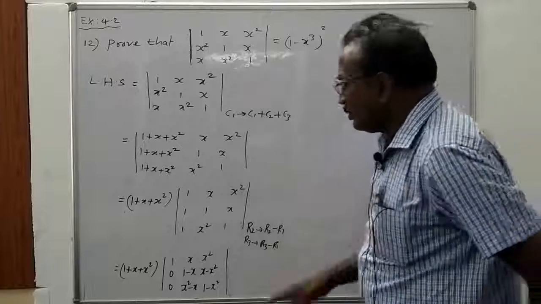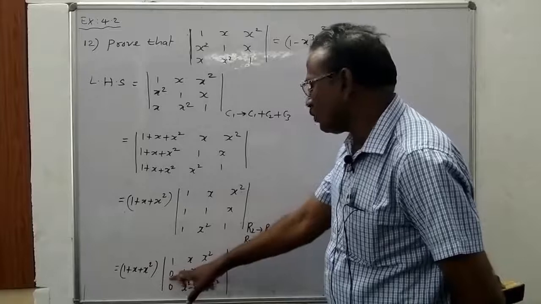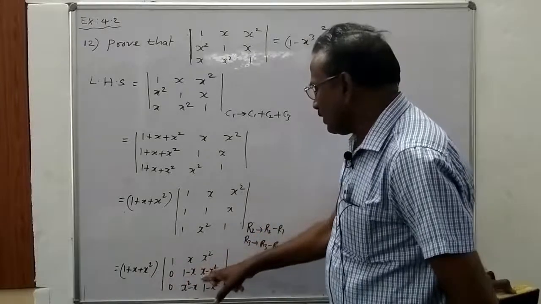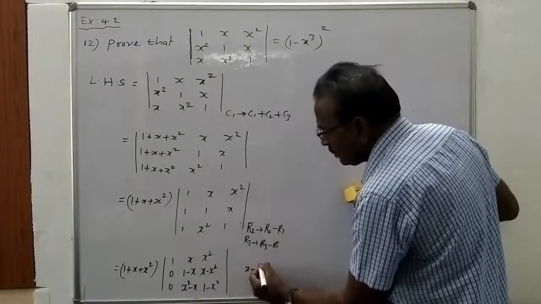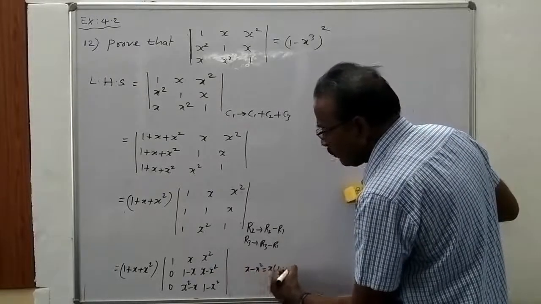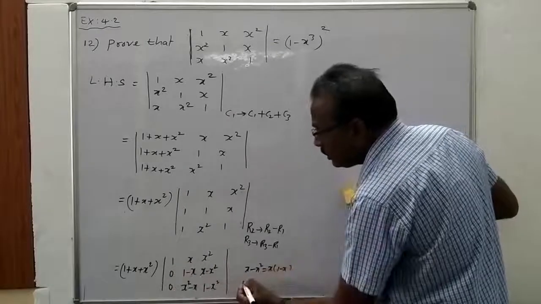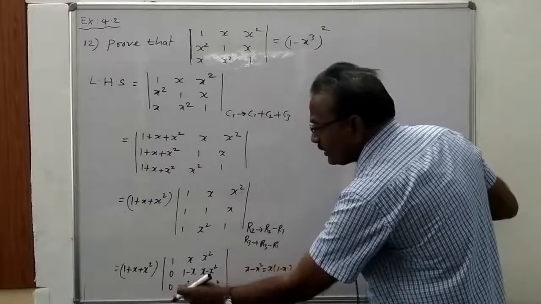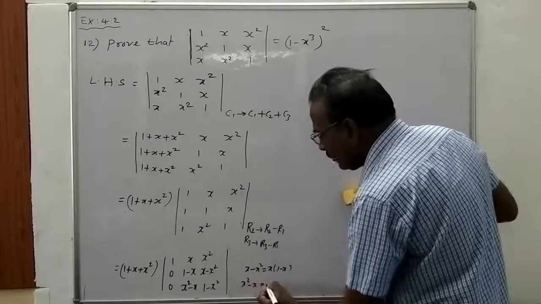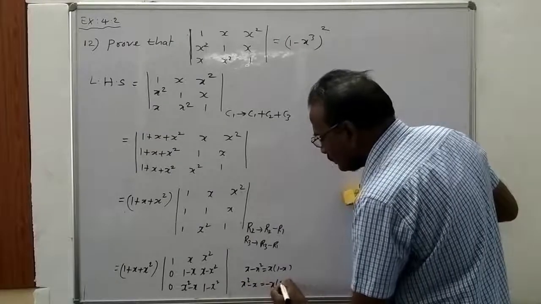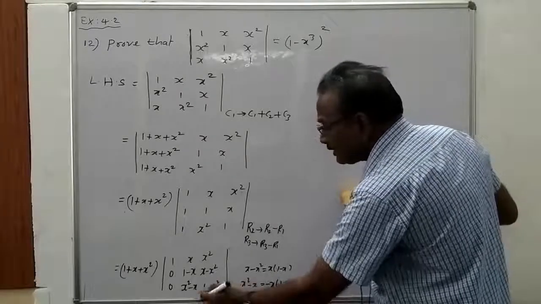Again observe the second row. Here second row elements are 0, 1 minus x, x minus x square. If we take x common, x minus x square is x into 1 minus x. Again 1 minus x is a common factor along R2. Third row is 0, x square minus x, 1 minus x square. x square minus x, if we take minus x common, is minus x into 1 minus x. So again 1 minus x square is equal to 1 plus x into 1 minus x.